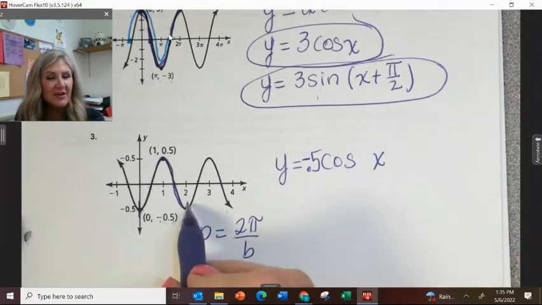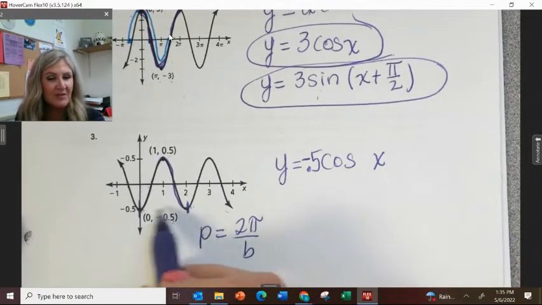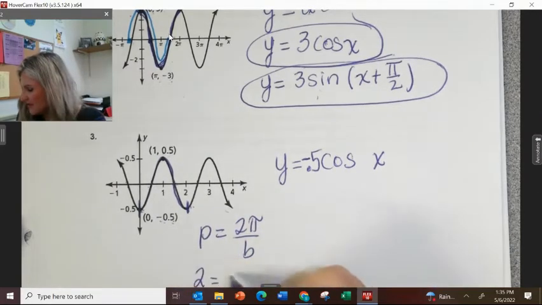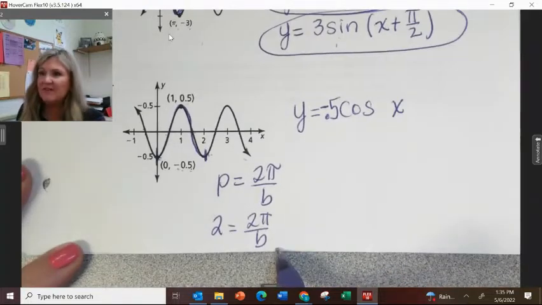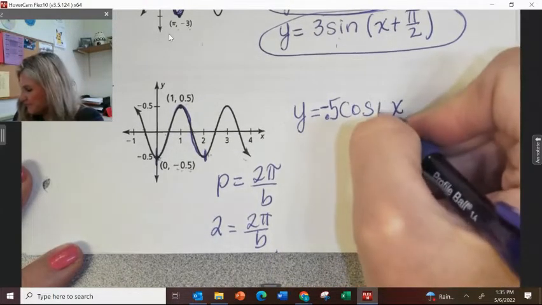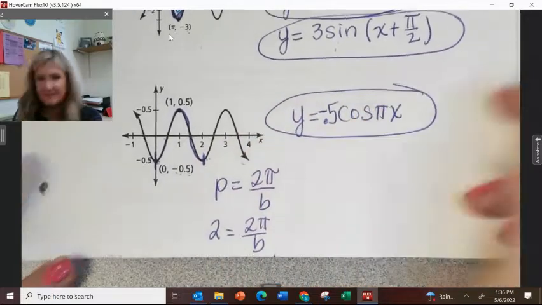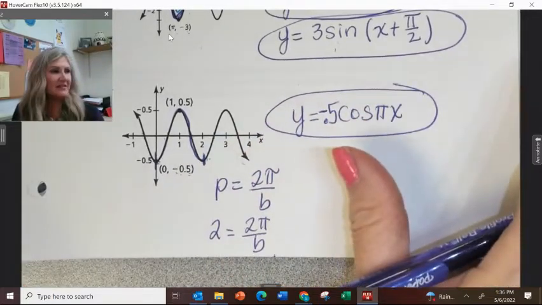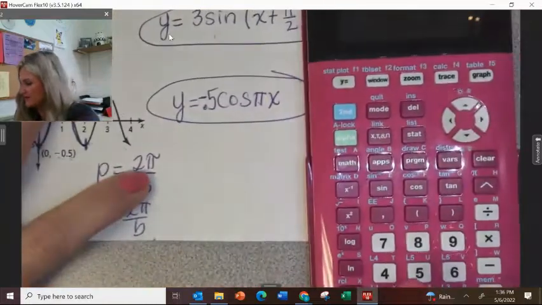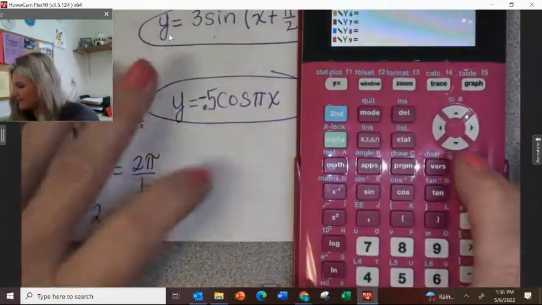So what is this period here from 0 to 2? What's that period going to be? 2. So 2 has to equal 2 pi over B. So what's the B value going to have to be to make this true? Pi. Okay? Makes sense?